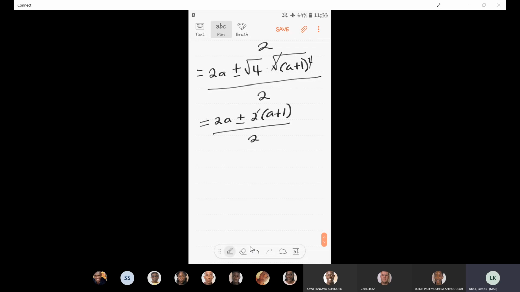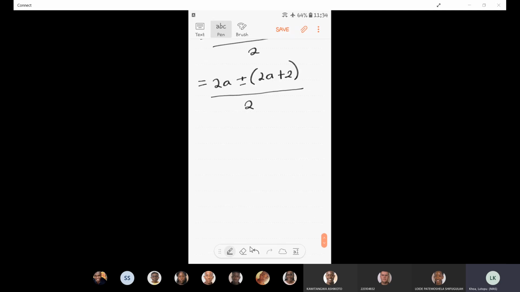Then the 2 here will multiply inside. I will have 2a plus or minus 2a plus 2. The reason I'm putting it in brackets is to show that I will add the entire thing and also subtract it. Because if I do not write it when I'm subtracting, you might end up only subtracting the 2a and not the 2. Okay, so this is over 2.